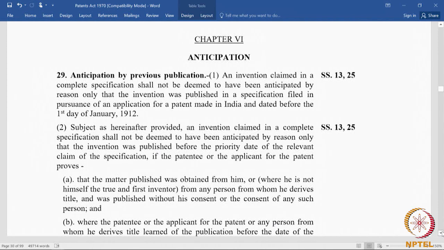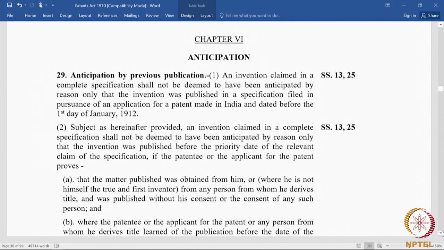invention is covered by the prior art. An invention as claimed in the complete specification has already been disclosed or covered in the prior art. Now, in the prior art, it could be by prior publication, by prior claiming, by prior knowledge, by prior use, or by prior disclosure in a local community, what we call anticipation by traditional knowledge. So, anticipation has different categories.